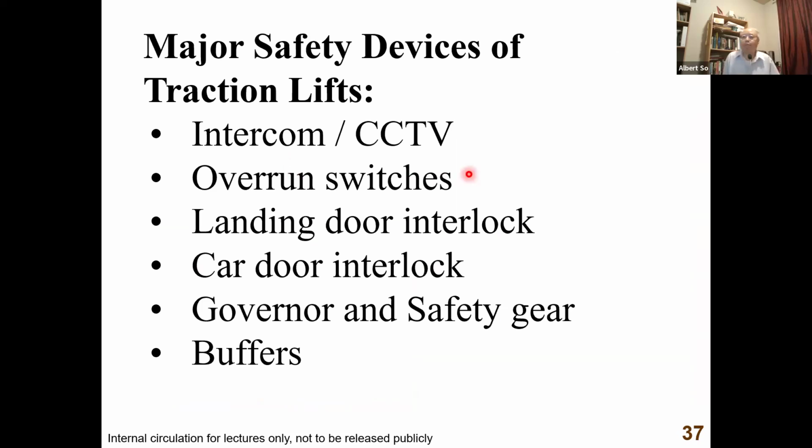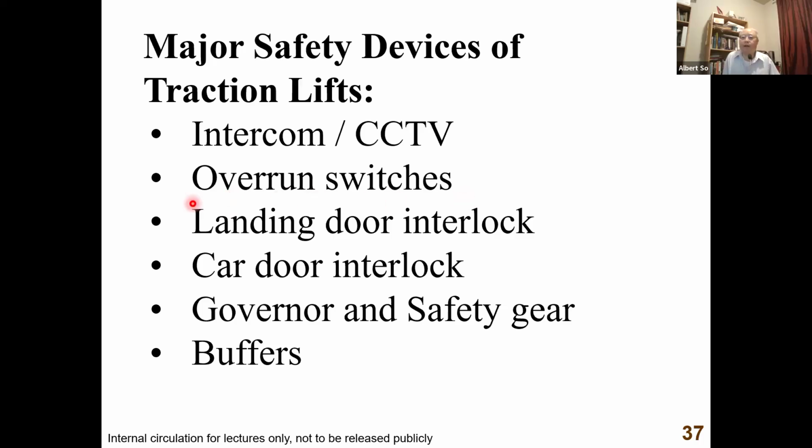Major safety devices. Intercom is one, CCTV is another. Nowadays all lifts are provided with CCTV, so in the management office they can see what happens inside the lift car. Intercom is the verbal communication between passengers inside the lift car and the management office or the machine room. Actually, the signals go to the machine room first through the traveling cables, and then these signals are further conveyed to the management office.